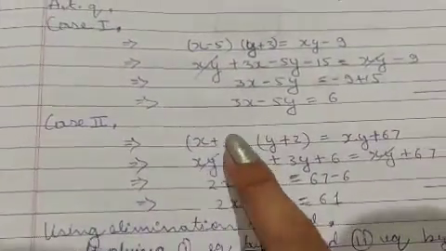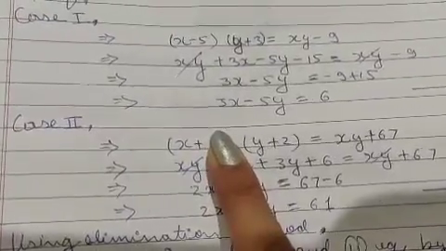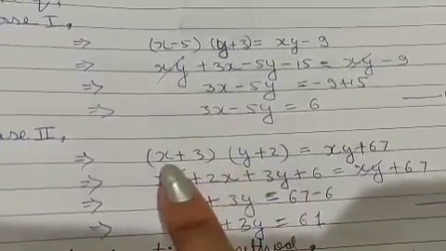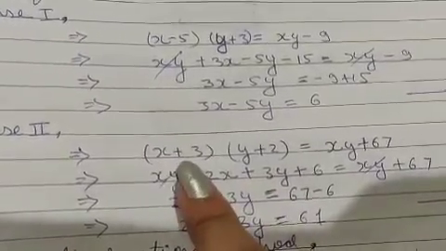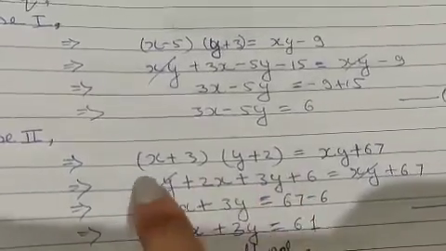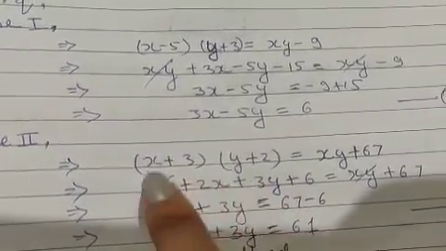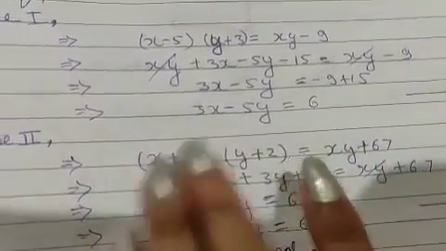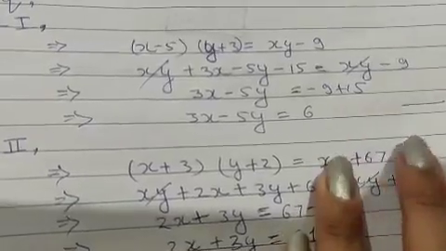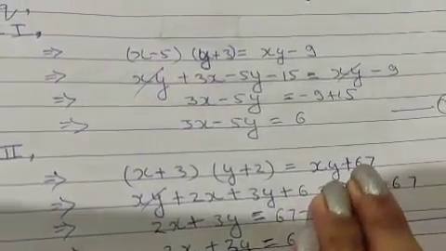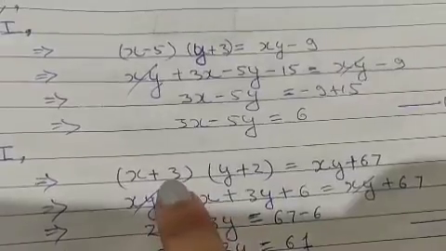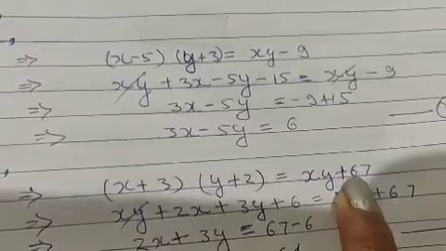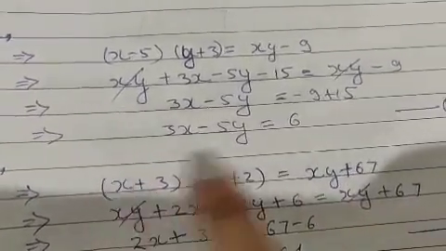Case 2 is what? When length is increased by 3 units and breadth is increased by 2 units, then its new area will be x plus 3 into y plus 2. This is the length and this is the breadth, increased length and increased breadth. So increased area will be this, and this will be equal to actual area plus 67. Why actual area plus 67? Because when we are increasing length and breadth by this many units, then actual area is increased by 67 units. So this will be equal to this.